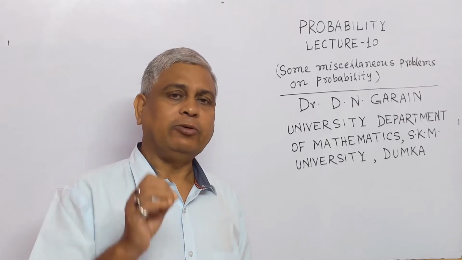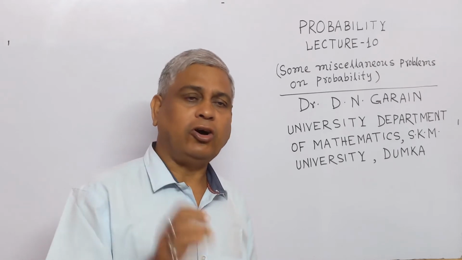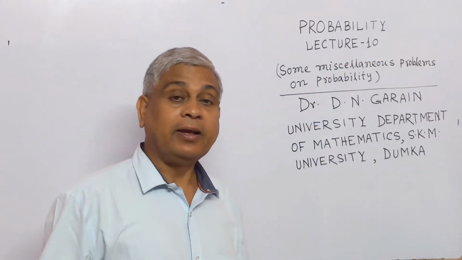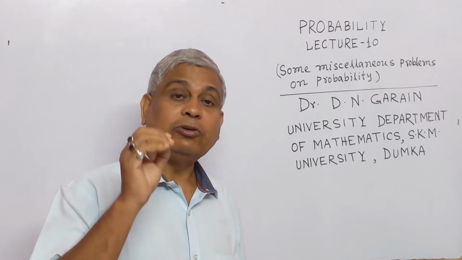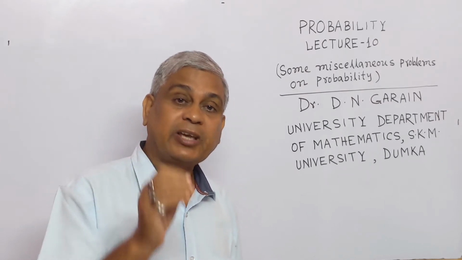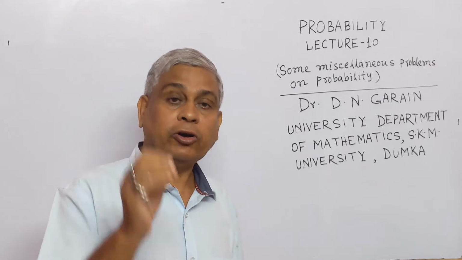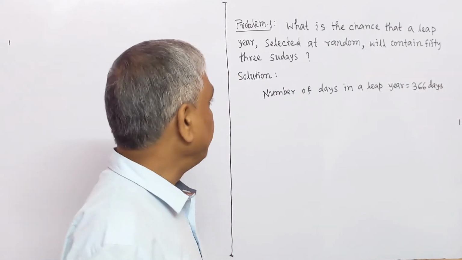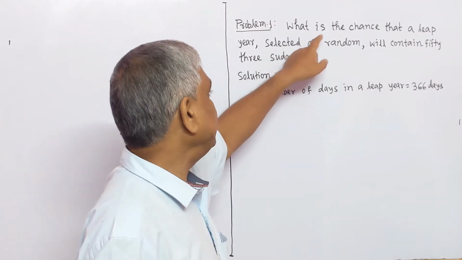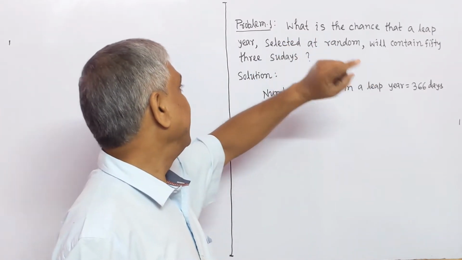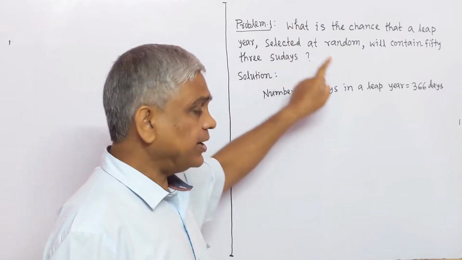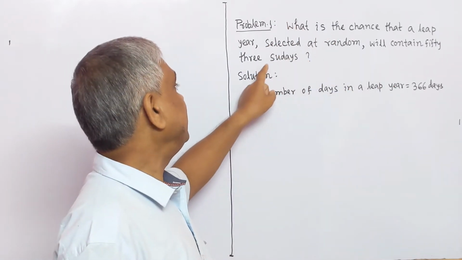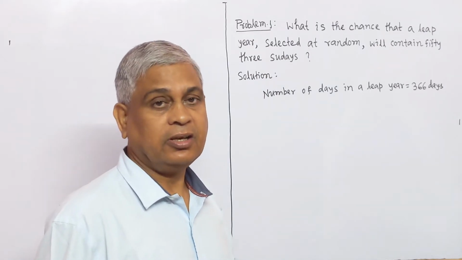Today, I will deliver lecture on probability, lecture number 10, in which I will solve some miscellaneous problems on probability. Now, we solve a problem. Problem is, what is the chance that a leap year selected at random will contain 53 Sundays?